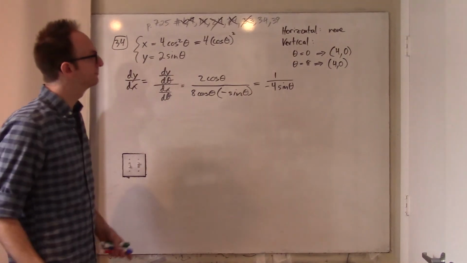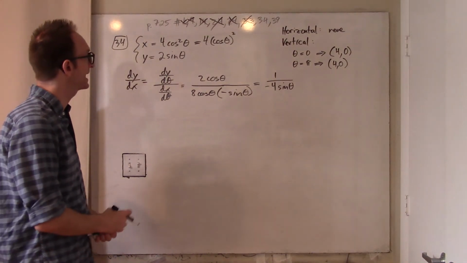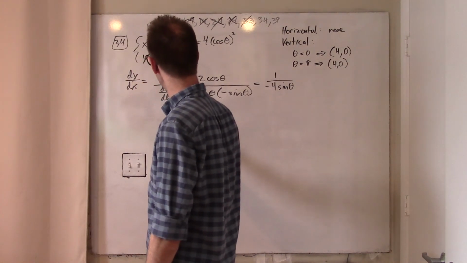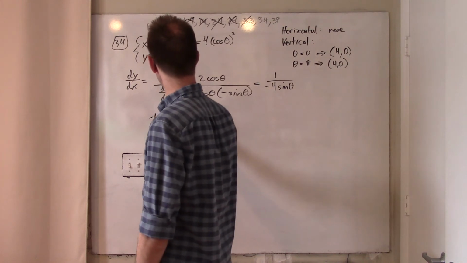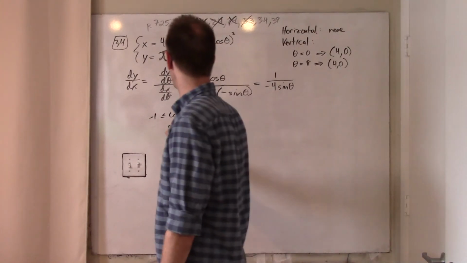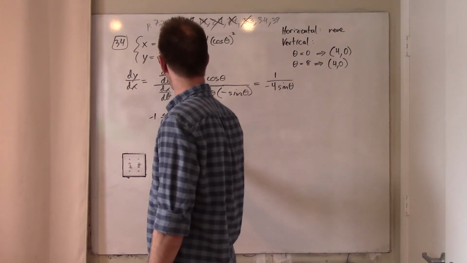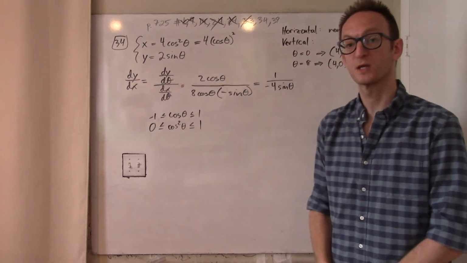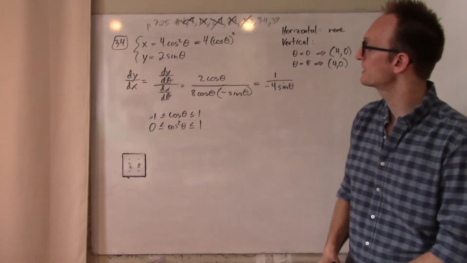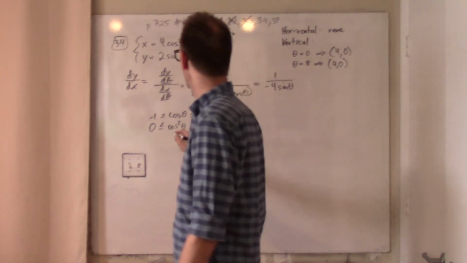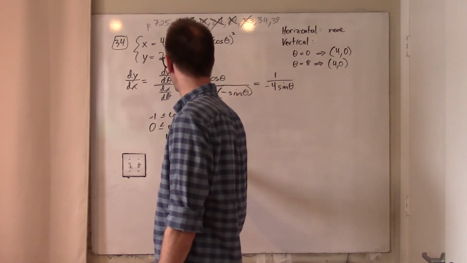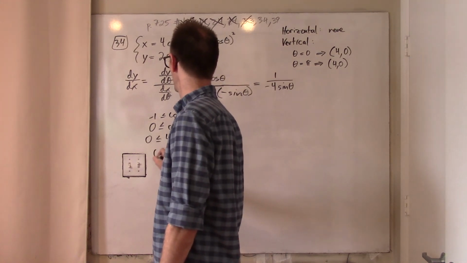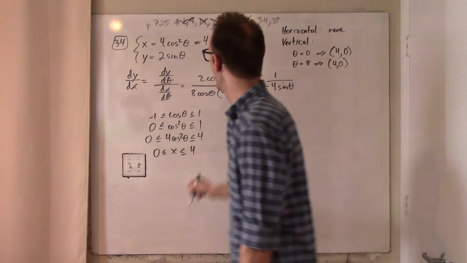All right, most people would just stop with that problem and not do anything else. But of course, we know from our experience in pre-calc that cosine θ is always between negative 1 and 1. So what about cosine squared θ? Well, it's always going to be between 0 and 1, because if you square something between negative 1 and 1, it will be between 0 and 1. Thus, 4 cosine squared θ will be between 0 and 4. And thus, I've just proved to you that x is going to be between 0 and 4.